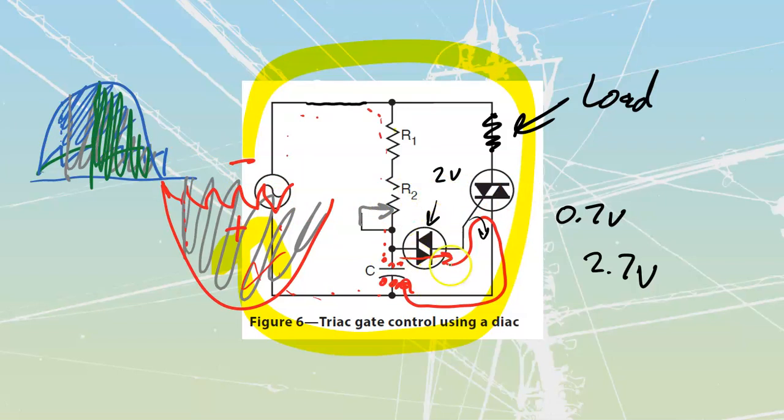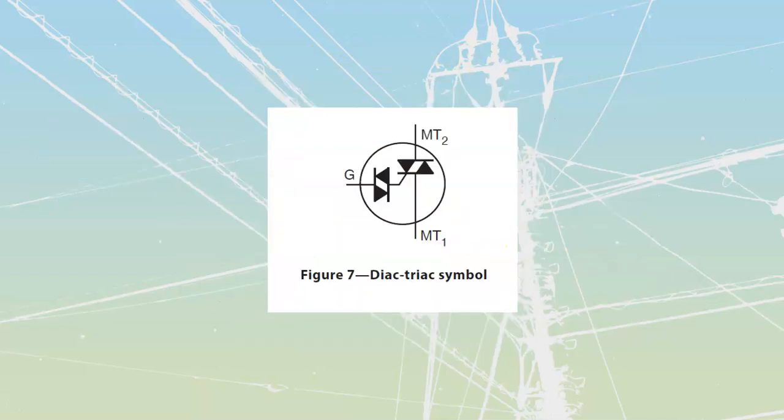Because it's very common for us to use both of these together, the diac that is going to give us the little blip with an oscillator, and then the triac, which is going to carry the bulk current, we'll often find these things packaged together. We'll have these diac-triac packages that contain both inside of the same package.